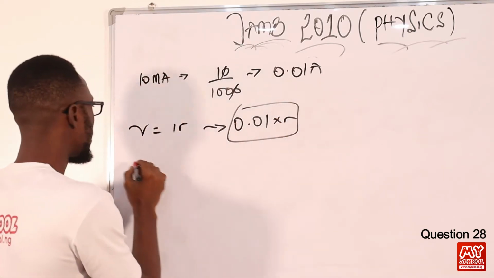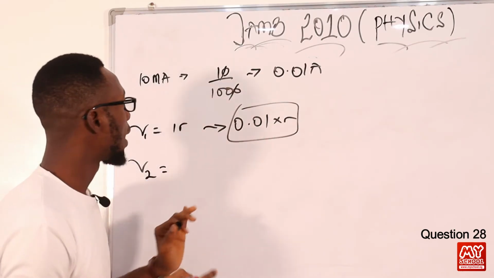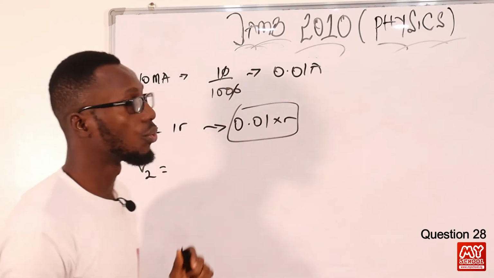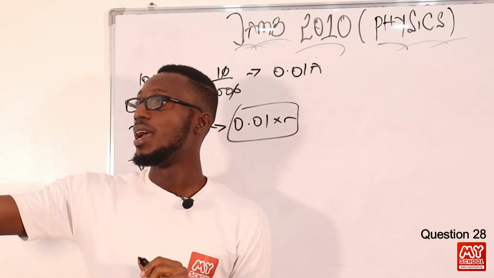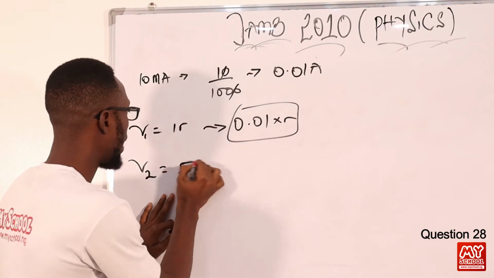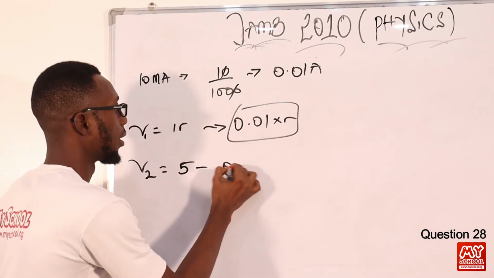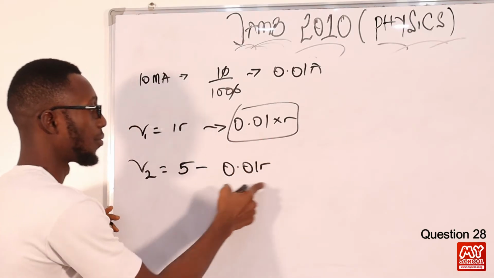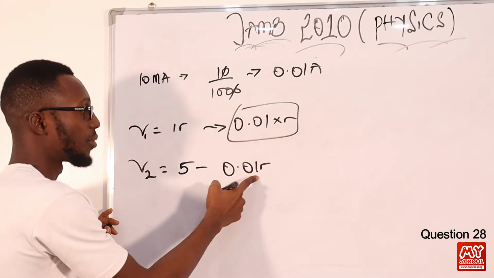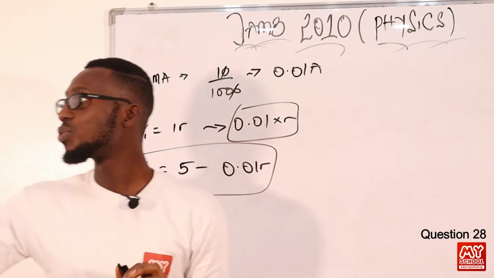So take note of the second PD. Let me label this V1, V2. That's just the difference between this and this. Let's look at the PD of the voltmeter. The PD of the voltmeter is 5, minus the PD of the galvanometer, which is this. We see that right now: 0.01 times R gives us this. So basically, the resistance we are now given.